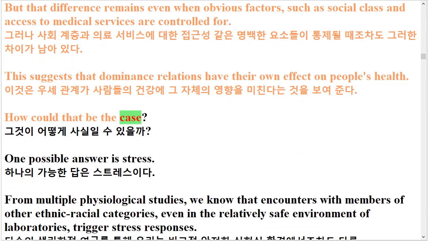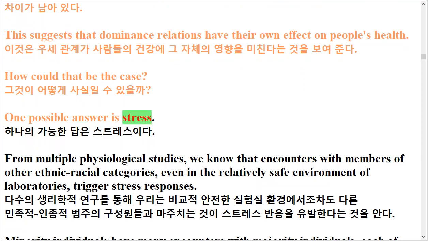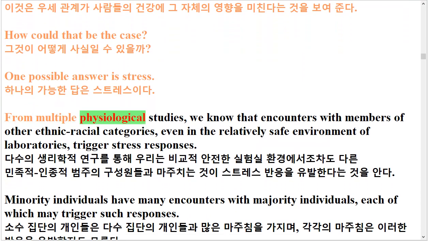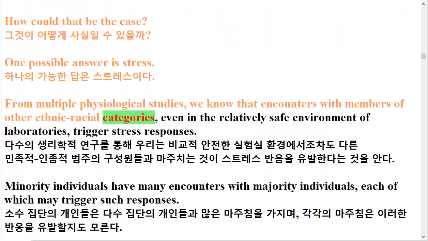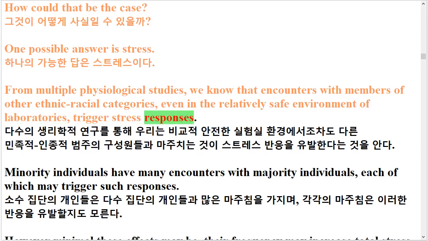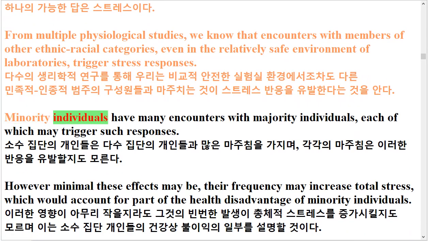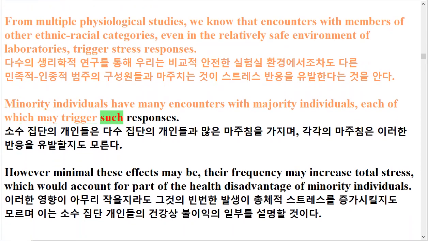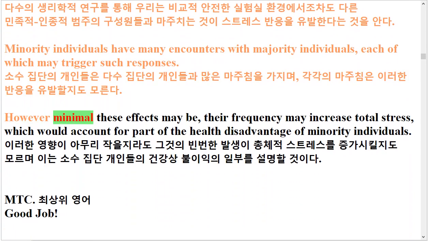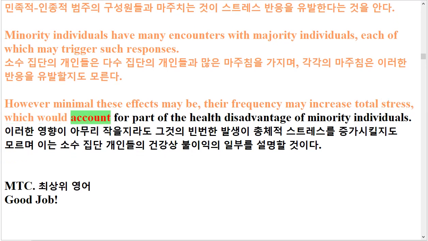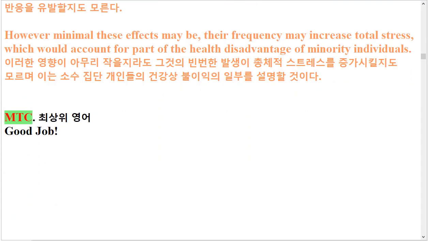How could that be the case? One possible answer is stress. From multiple physiological studies, we know that encounters with members of other ethnic racial categories, even in the relatively safe environment of laboratories, trigger stress responses. Minority individuals have many encounters with majority individuals, each of which may trigger such responses. However minimal these effects may be, their frequency may increase total stress, which would account for part of the health disadvantage of minority individuals.